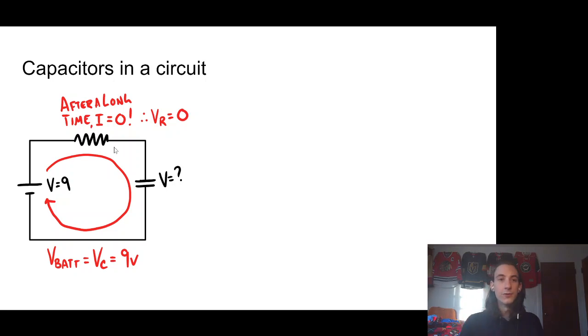And then we can do the loop rule. We can say, okay, we have a positive 9 volts from the battery, a 0 voltage drop from this resistor, and then some voltage drop from the capacitor. We know it would have to be 9 to satisfy the loop rule.